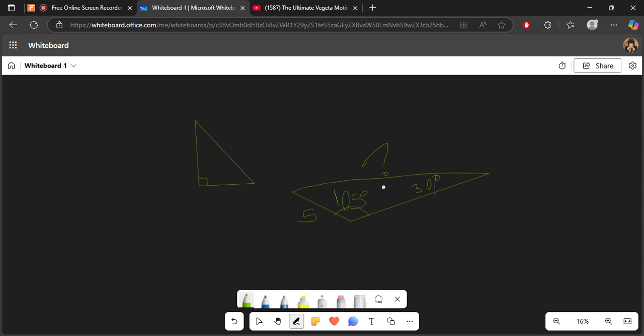Well, when dealing with non-right angled triangles, there are two rules you can apply. There's the rule of sines and the rule of cosines. Today we focus on the rule of sines.